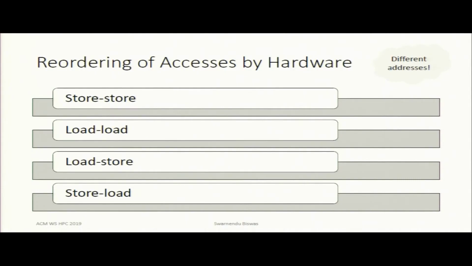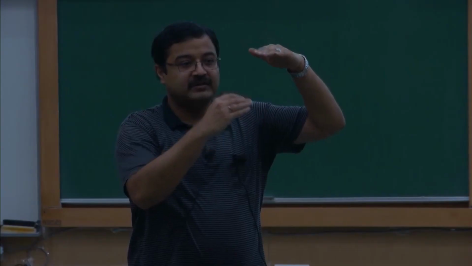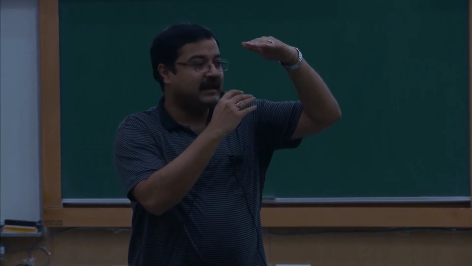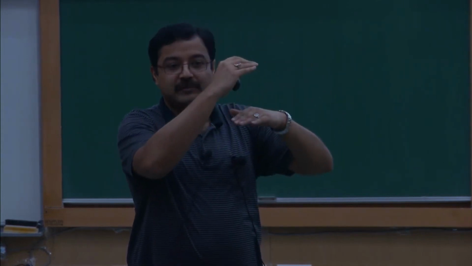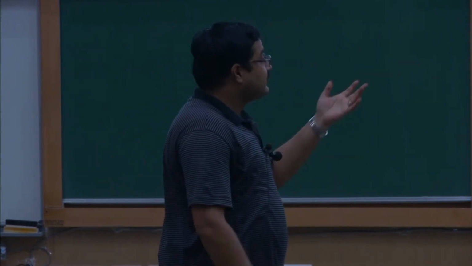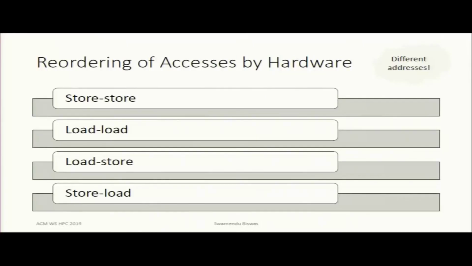So what kind of reorderings can a hardware perform? It can perform store-store reorderings. You have two stores, they get reordered. It can perform store-load reordering, right? By reordering I mean they appear as if they have been reordered, the load happens first. It can obviously perform load-store and load-load reorderings. Simple? Any questions so far? Please ask.